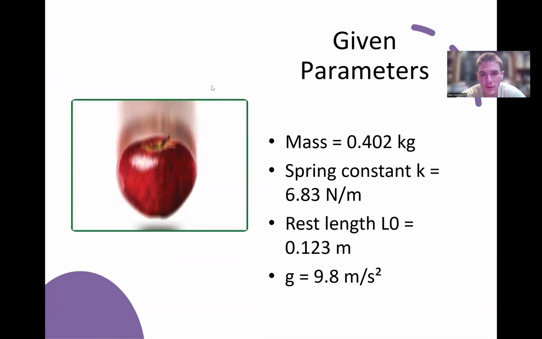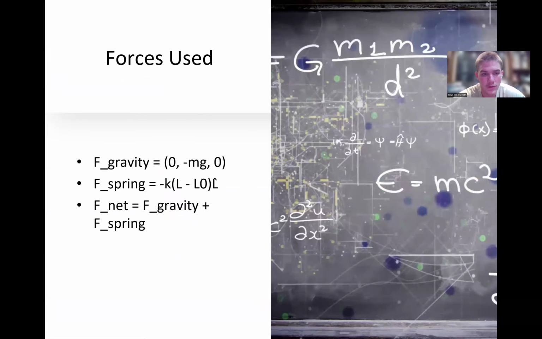the given parameters for this were: the mass was 0.402 kilograms, the spring constant was 6.89 newtons per meter, the rest length was 0.123 meters, and gravity, we used 9.8 for this. Then the forces: F of gravity, which is just negative mg in the y direction, zero in the others. The spring force is negative k, L minus L0 times L hat, and then F net is these two combined.